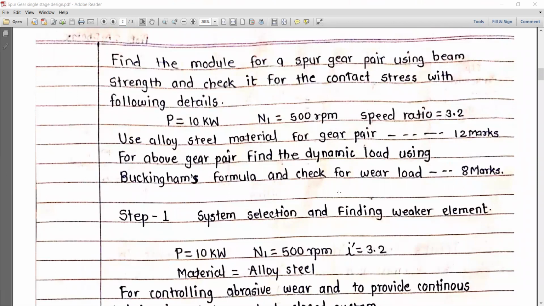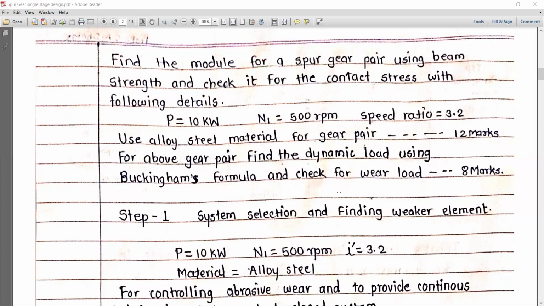So torque is inversely proportional to the speed. Now we will go through a simple design. For that we need a few inputs. So we are taking one example. Find out the module for a spur gear pair using beam strength. Then check it for contact stress. For checking the contact stress, we need inputs. So we can refer to the following inputs.